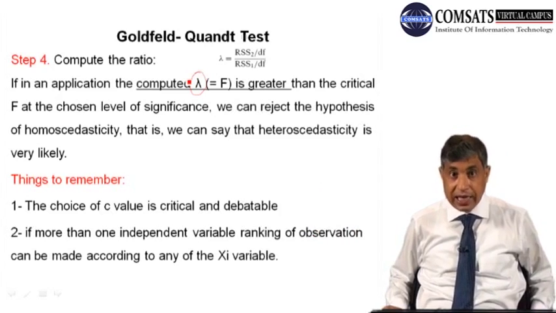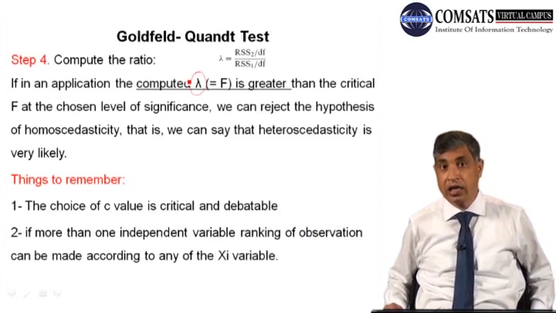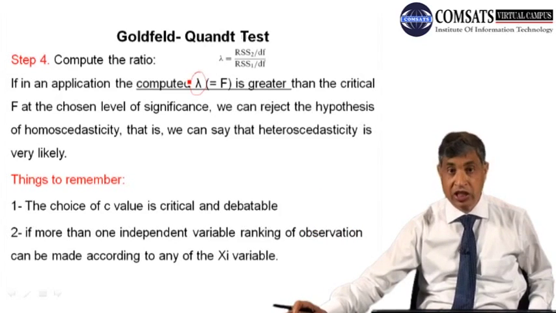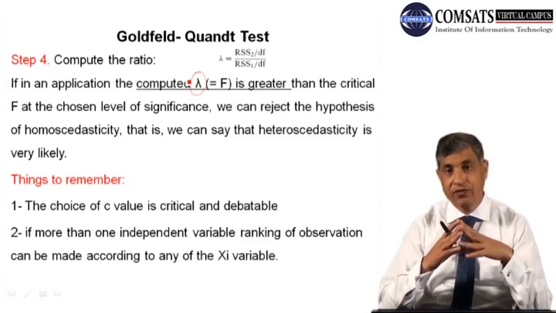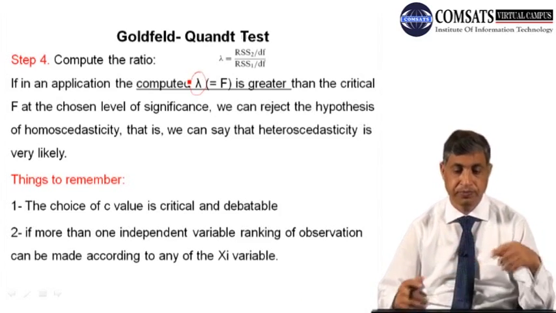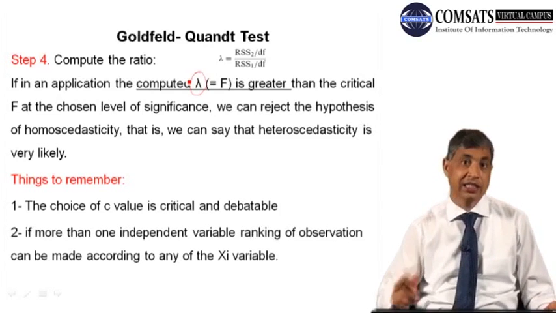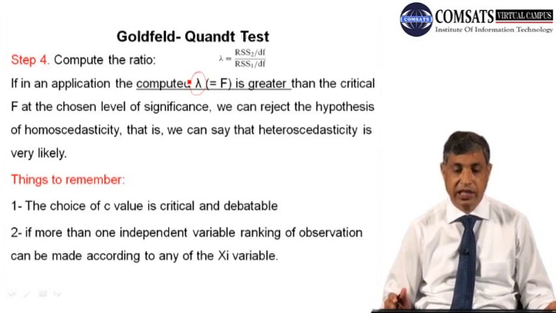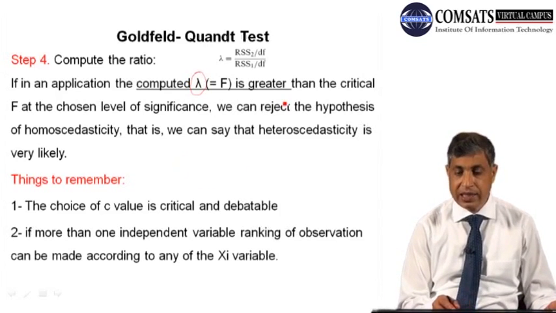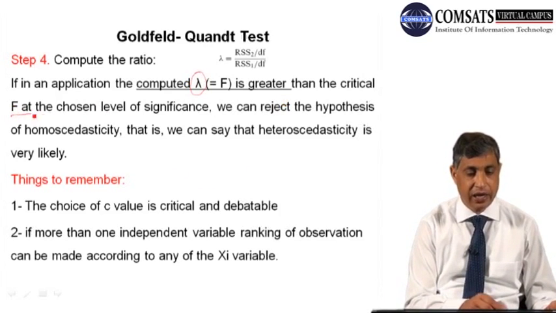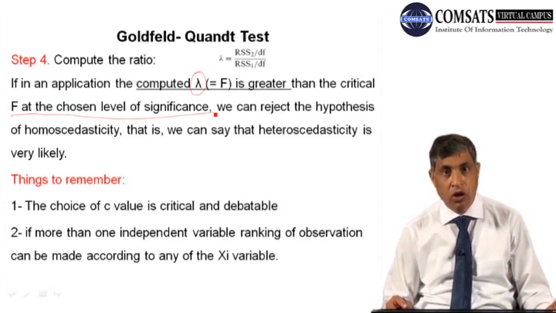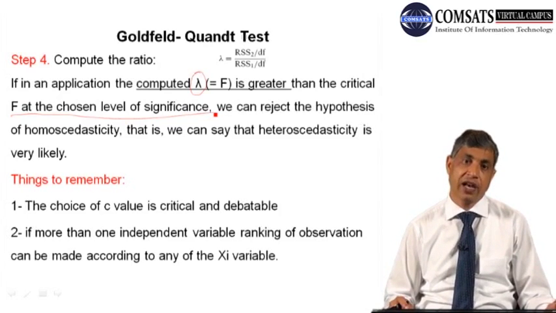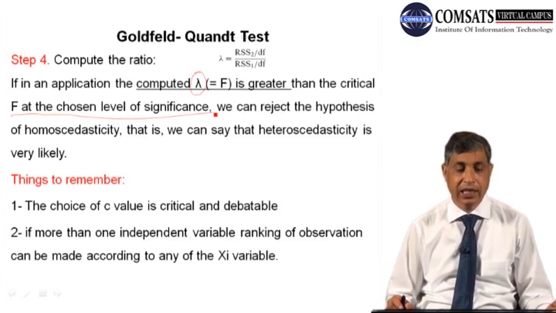But in the F-test, it has the potential that it can test all the parameters in a simultaneous way. I am not explaining it here, but I have just given you the idea that the F-test has its own distribution. Now, lambda, assume that this is the calculated value. If lambda is greater than the critical F at the chosen level of significance and degrees of freedom, we can reject the null hypothesis of homoscedasticity.